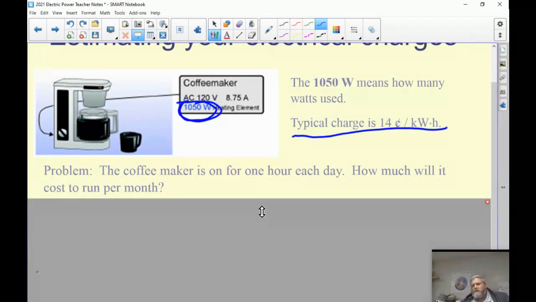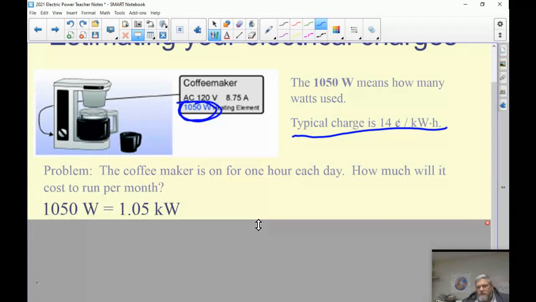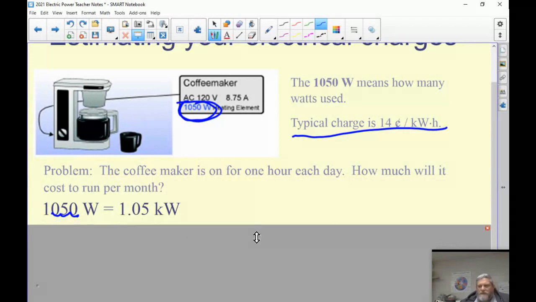Okay, so basically we just have to figure out how many kilowatt hours are used and then multiply that by 14 cents. All right, so first thing we do is we convert the watts to kilowatts. So we move the decimal place for 1,050, 1, 2, 3. So it's 1.05 kilowatts. Do that every time, going watts to kilowatts. Unless you're given kilowatts and you just leave it the way it is.